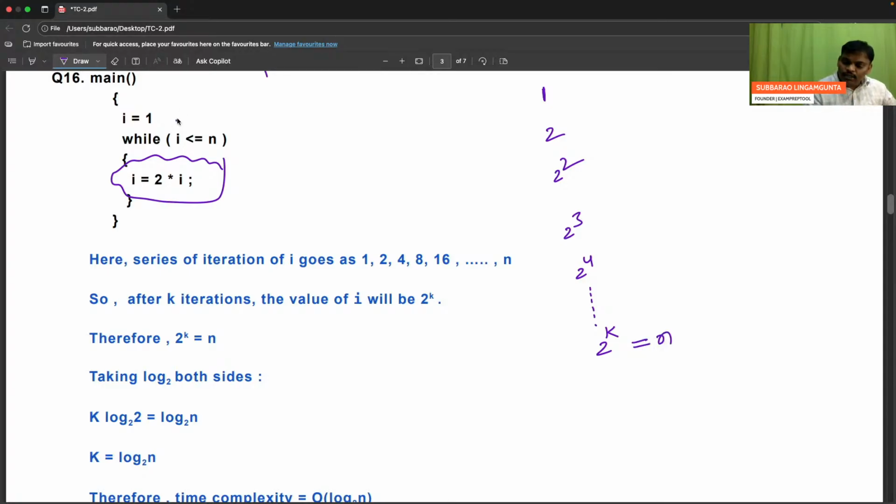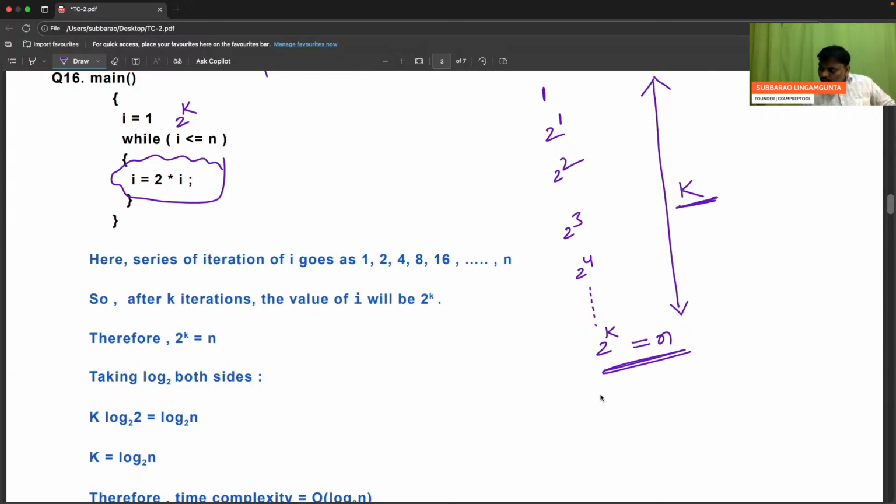So the termination condition: after doing k times, both became equal. So what is the k? If I do 1 time, 2 power 1. If I do 2 times, 2 square. If I do 3 times, 2 cube. If I do 4 times, 2 power 4. If I do k times, 2 power k, which becomes n. So in the next round, it will fail. What is the k value?